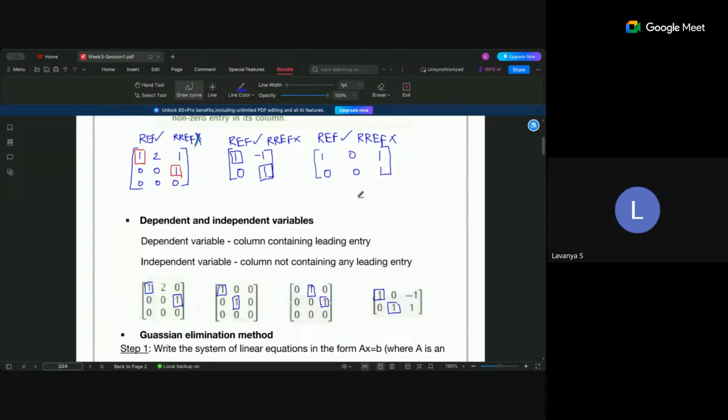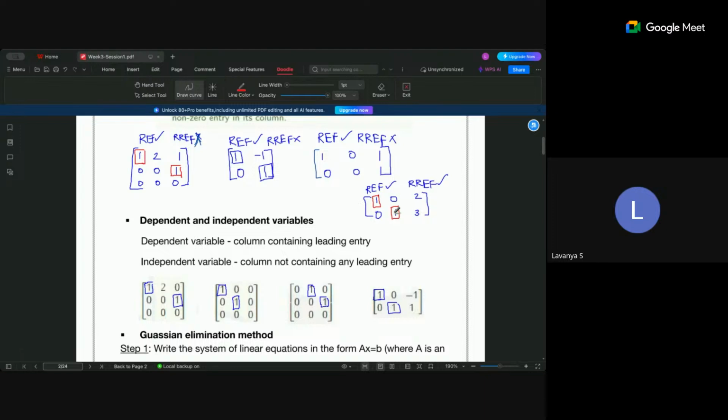Suppose I am having the matrix 1 0 2 0 1 3. Now, is it REF, RREF, or both? It is both REF and RREF. Then how does it become RREF? Again the same thing: just look at the leading entries. The columns containing the leading entries do not have any other non-zero entries apart from the leading entries. That's all.